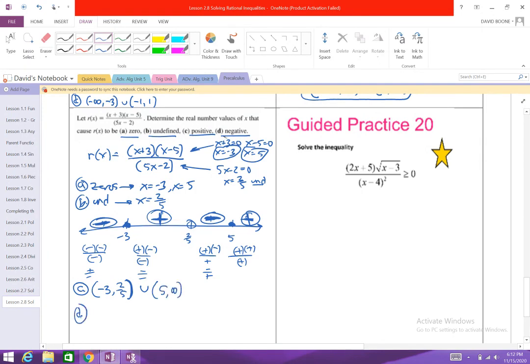Letter D was where was it negative? So I'd say from negative infinity all the way up to negative 3. Again, use parentheses because I'm just looking at the negative piece, not whether it's equal to 0 or undefined. And same thing here, united with from 2/5 all the way up to 5.